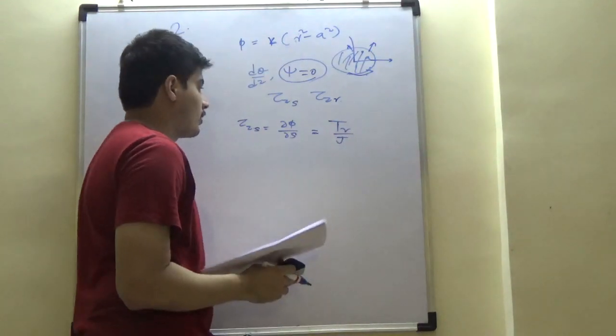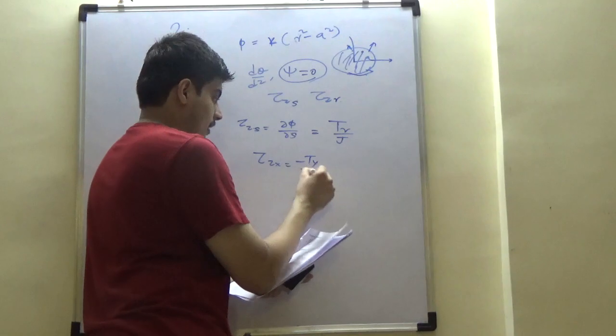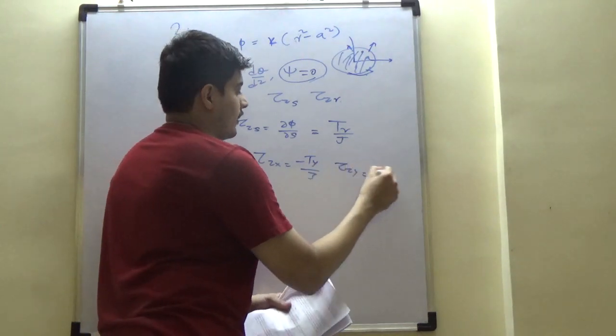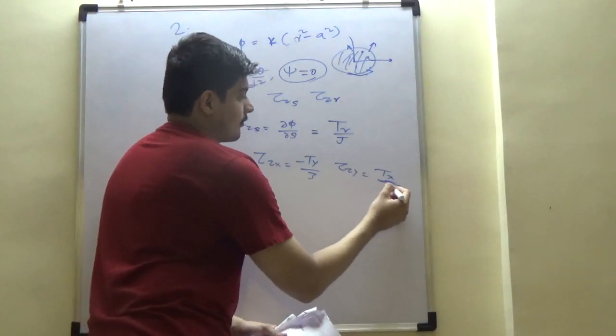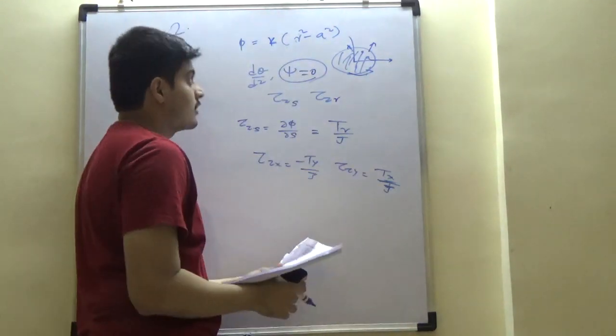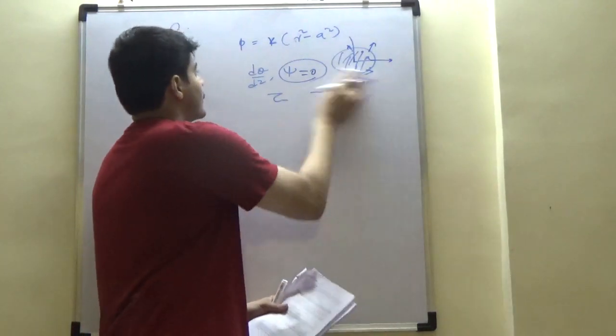The theta dash is going to come. Tau zx is minus Ty by J. Tau zy is Tx upon J. This is also clear, because the factor of 2 will cancel. This is going to be substituted as x square plus y square, right? So we have solved this problem.